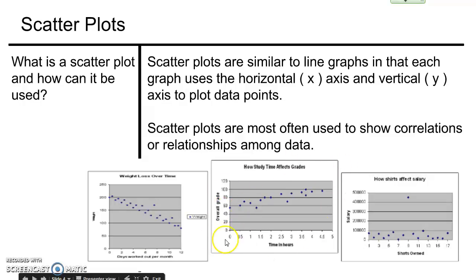This is a graph that looks like it's slightly rising from left to right. So I would say it has a positive correlation. These, it's just a bunch of points. There's no way I could say it's either rising or falling. So I'd say no correlation.